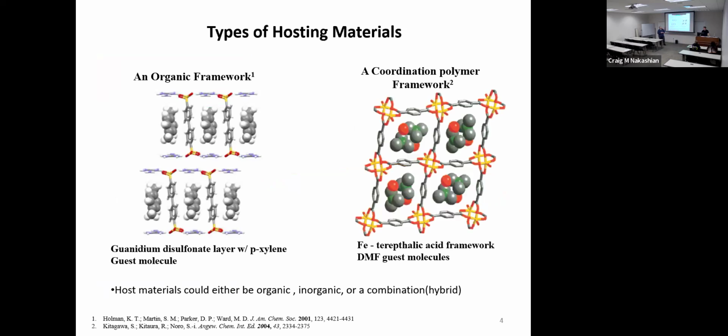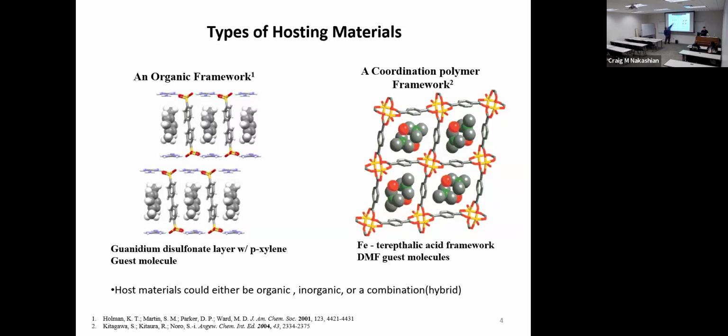All right, now, types of hosting molecules. So this is where we're going to now draw our comparison for the organic side of things to the inorganic side of what we can see that currently exists. As you see, with respect to organic frameworks, we have here a little crystal structure that's being generated by a hydrogen bonded framework that is 100% organic in nature, formed through what's called a guanidinium disulfonate.